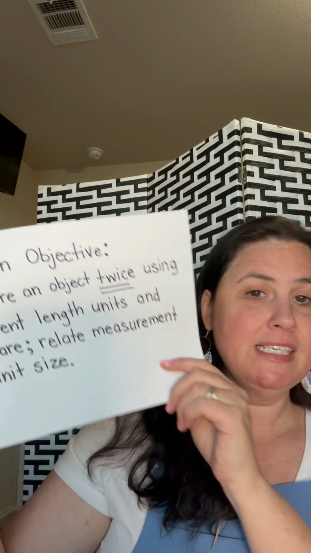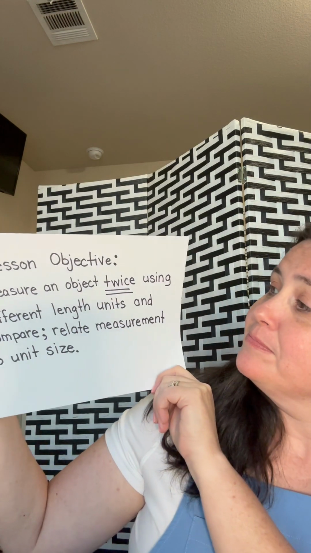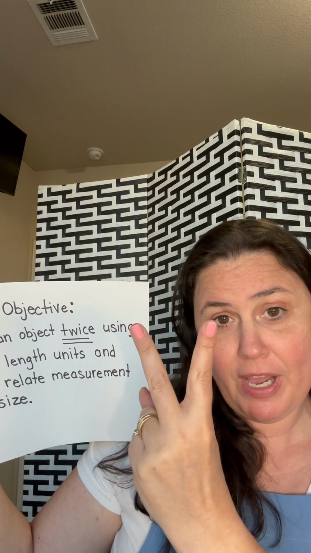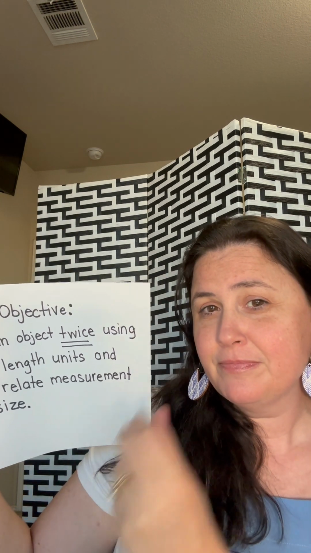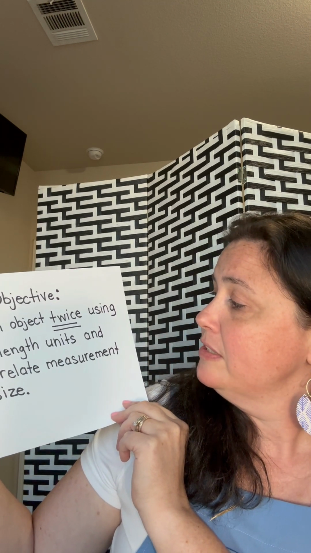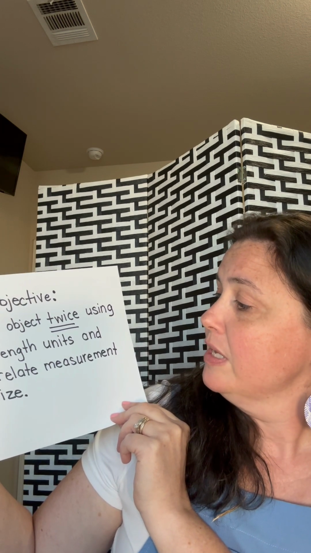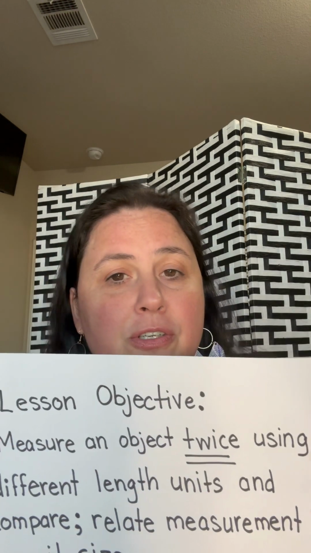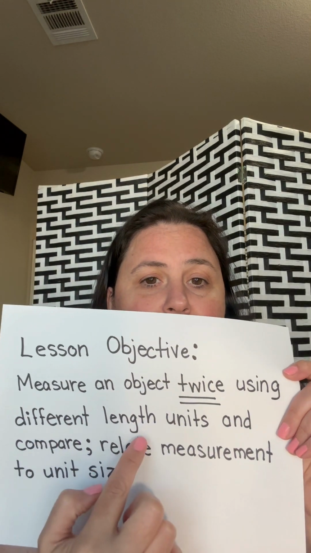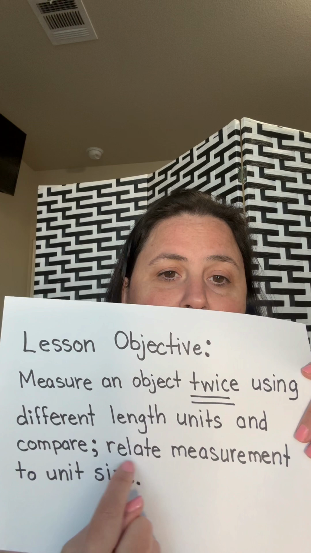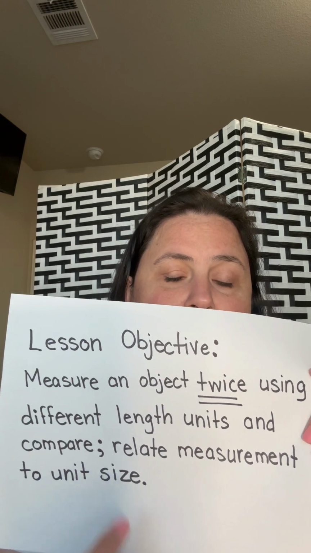So today's lesson objective is, I can measure an object twice. Not just once, but twice. How many times are we measuring? Yes, twice. Using different length units, and compare. Relate measurement to unit size. So we're not just going to measure, but we're going to use different length units, and then we're going to compare the units and then relate the measurements to the unit size.